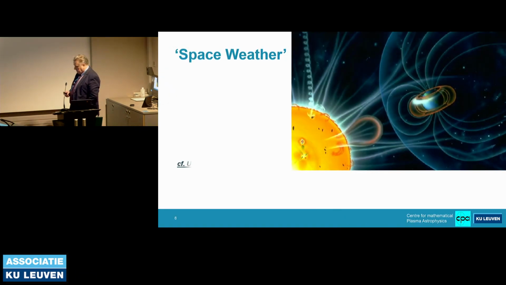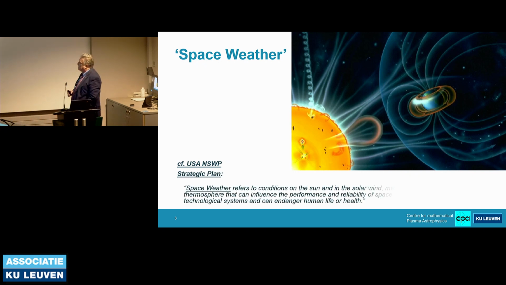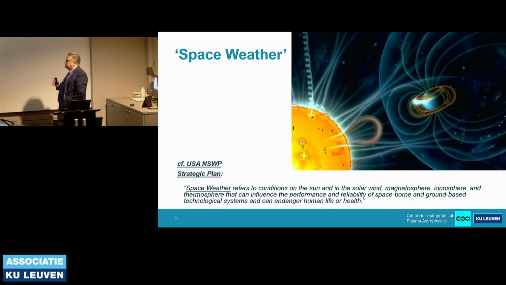Then we come to the definition of space weather. There are many different definitions. The one that I like the most is the one used in the strategic plan of the National Space Weather Plan in the USA, which states that the term space weather refers to the conditions on the sun and in the solar wind, but also in the magnetosphere, ionosphere, and thermosphere of the Earth, that can influence the performance and reliability of our technological systems, both spaceborne and ground-based, and can also endanger human life or health because of the radiation, of course.